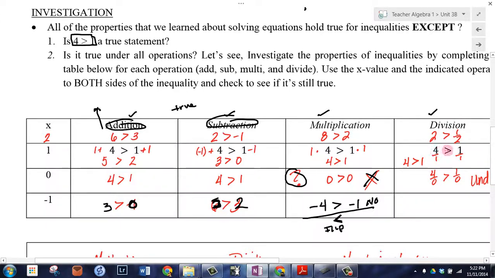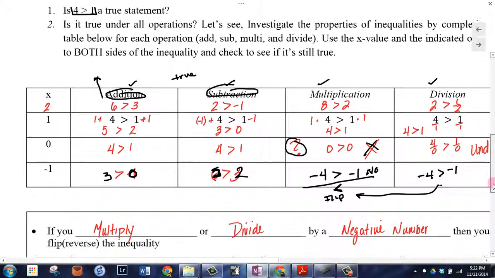Let's check division as well. So we're going to take 4 greater than 1. There's our true statement. So 4 divided by negative 1 is negative 4. There's our inequality sign. And then 1 divided by negative 1 is also negative 1. And again, we see the exact same thing. And I can tell you it's true for negative 2 and negative 3 and negative 4 and 5 and however many negative numbers you want to divide or multiply by. What we're finding out is that we're going to have to flip that sign to keep this true.